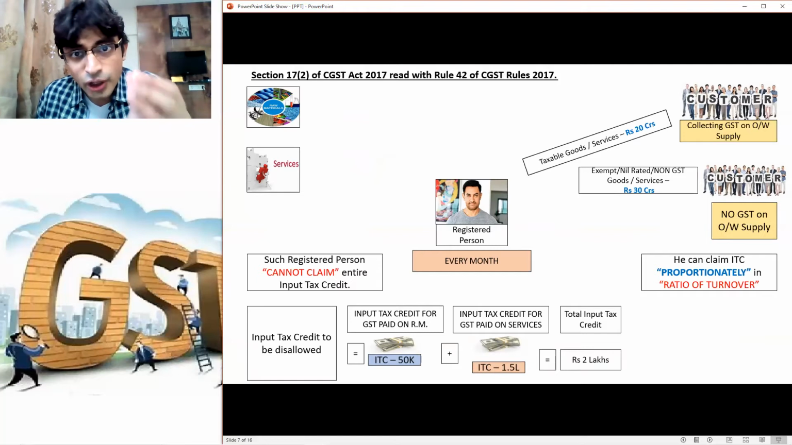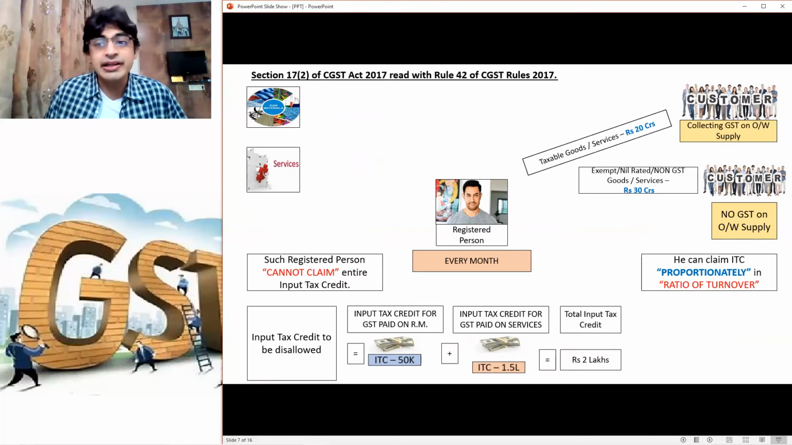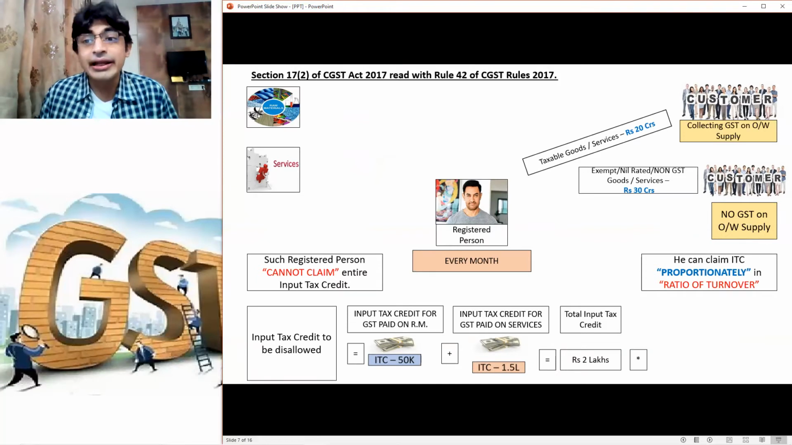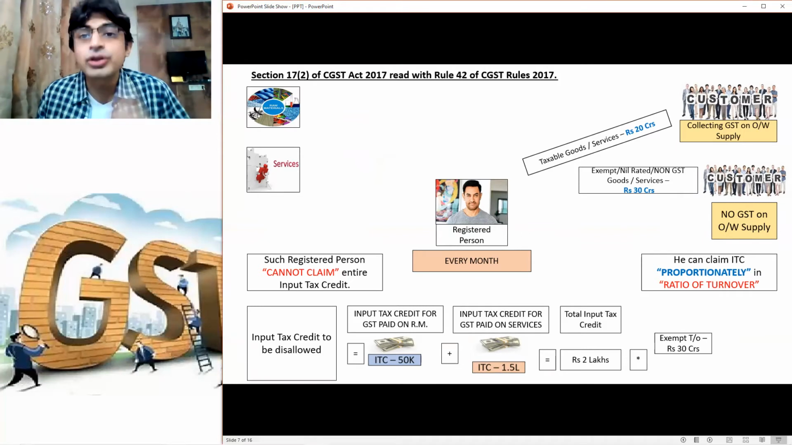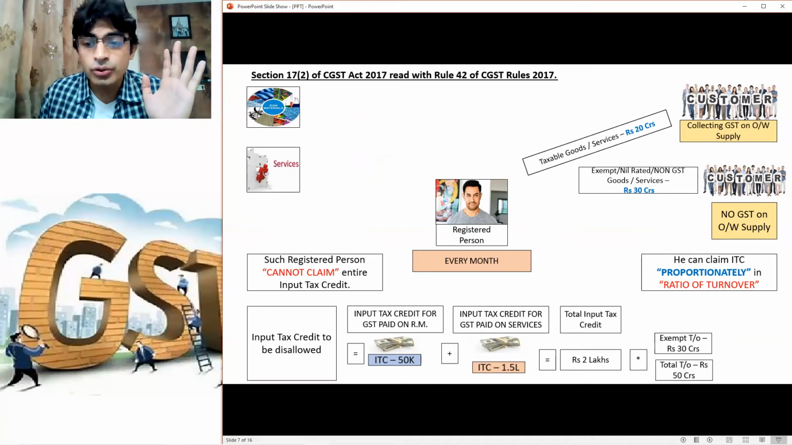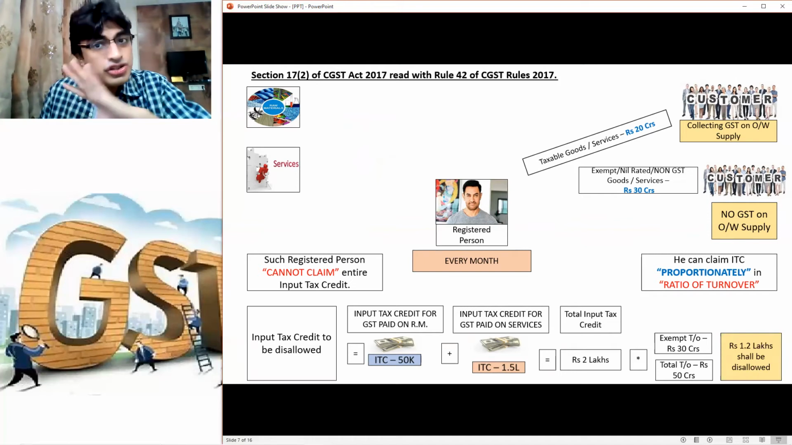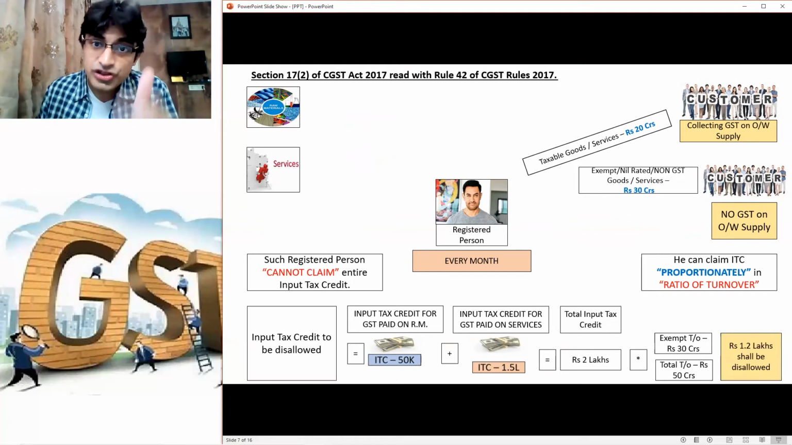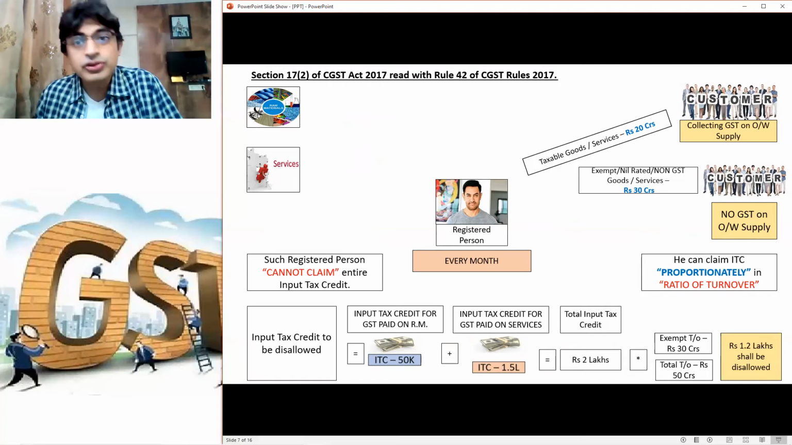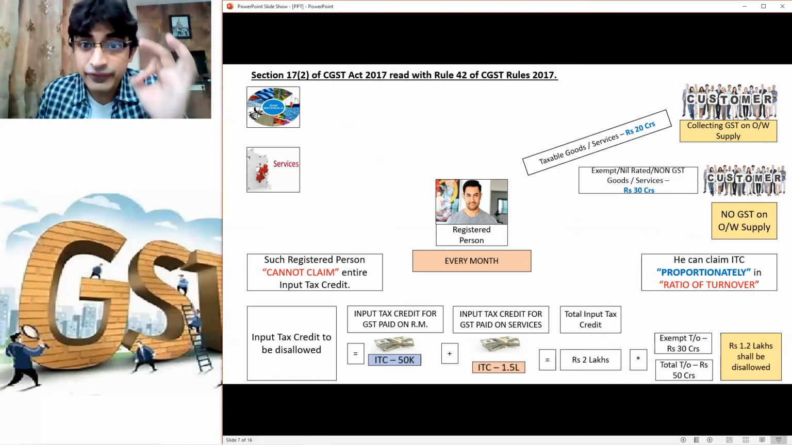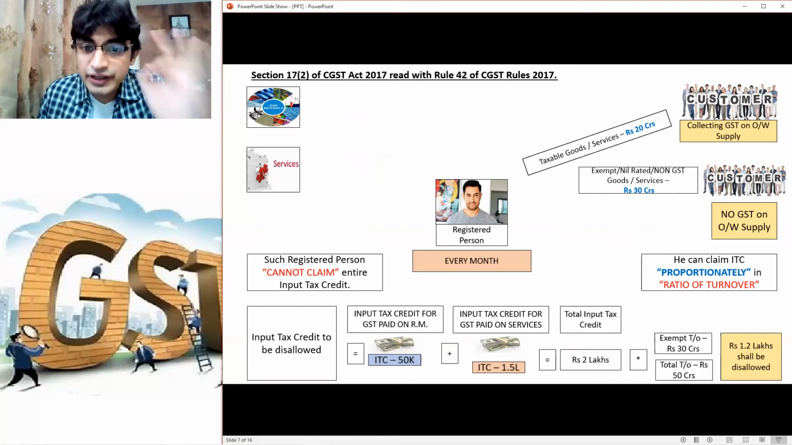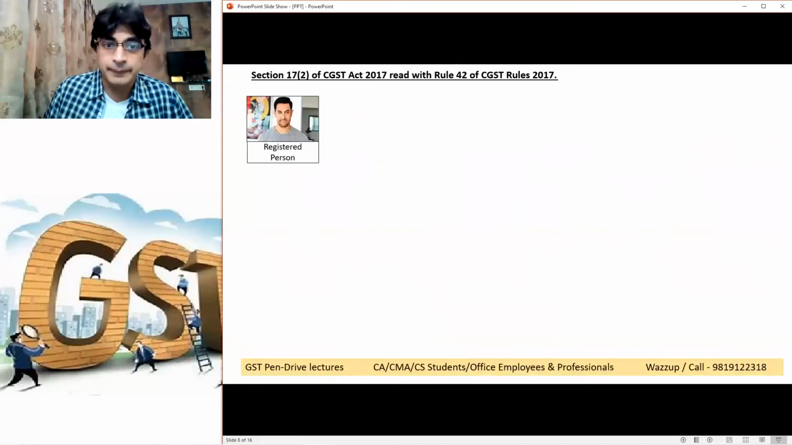इसका टर्नओवर के रेशियो के हिसाब से आईटीसी डिसअलाउ होगा. So 2 lakh into exempt turnover 30 crore divided by total turnover 50 crore. So 2 lakh into 3 by 5, 1 lakh 20 shall be disallowed. 80,000 shall be allowable ITC. So this is how you need to do every single month. Every single month you have to do this working.